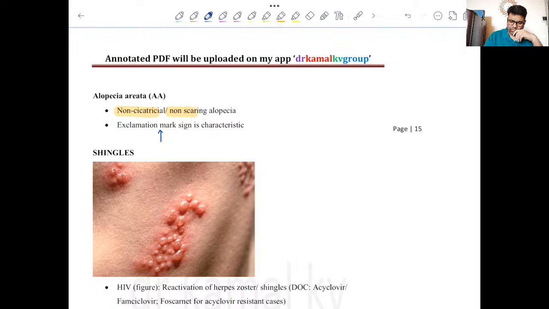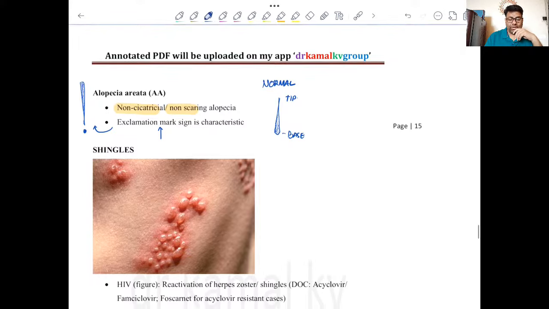So alopecia areata, this is the non-scarring variety or non-cicatricial variety, and what we see classically is an exclamation mark hair. Now what is this? If you look, the normal hairs are like this, right? So this is the base and this is the tip, but in exclamation mark hair, the hairs are something like this, broader above and tapering below, clear? So please remember it for alopecia areata.